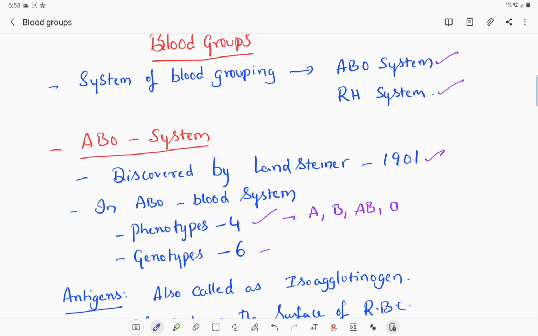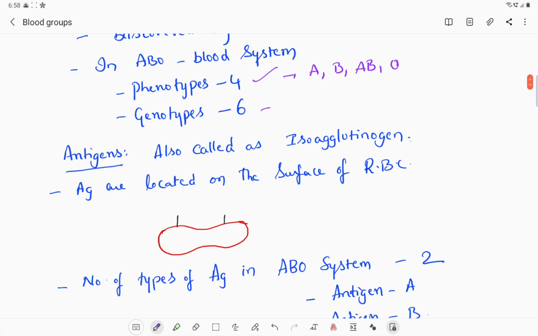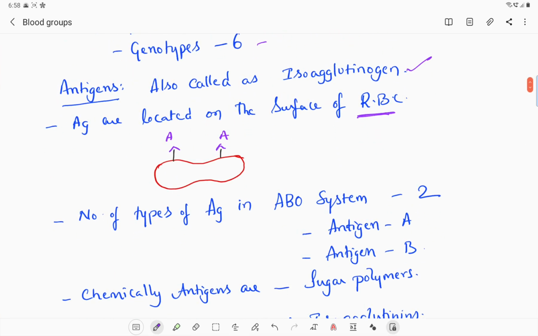Then how are these blood groups formed? Let us see the first one, antigens. The antigens are also called isoagglutinogen. Where are the antigens located? Antigens are located on the surface of RBC. So this is RBC. RBC is biconcave in shape. On this there is an antigen A like this. Then we call this blood group A. So the number of types of antigens in the ABO blood group system is 2. What are those two antigens? Antigen A and antigen B.